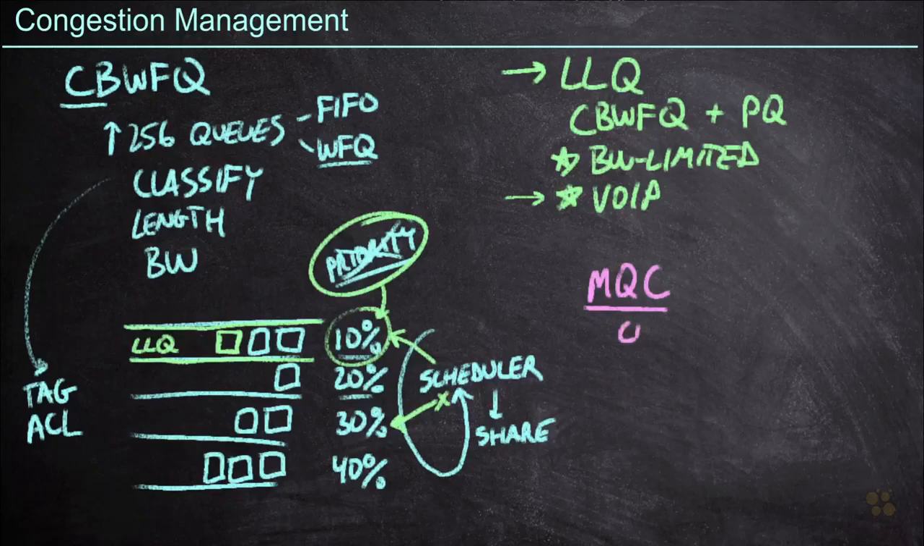And so the way we do this is we create something called a class map. Class maps are going to allow us to classify traffic. So basically we use the match command a lot. We say, hey, we're going to match this tag and place it into a particular queue.